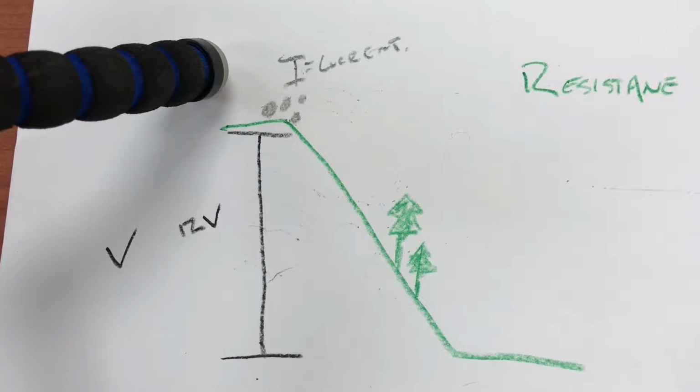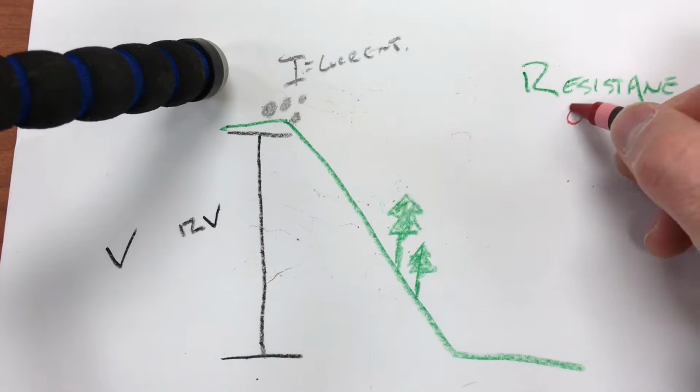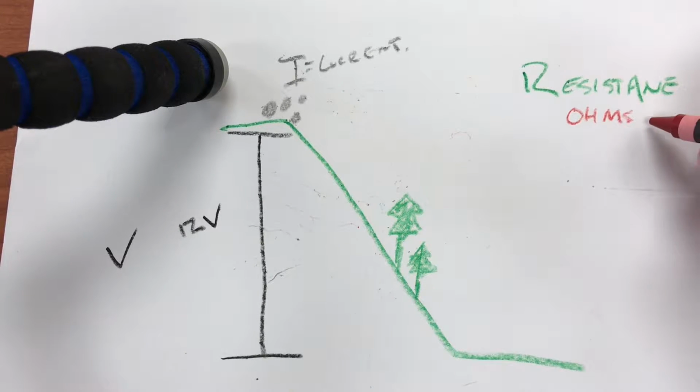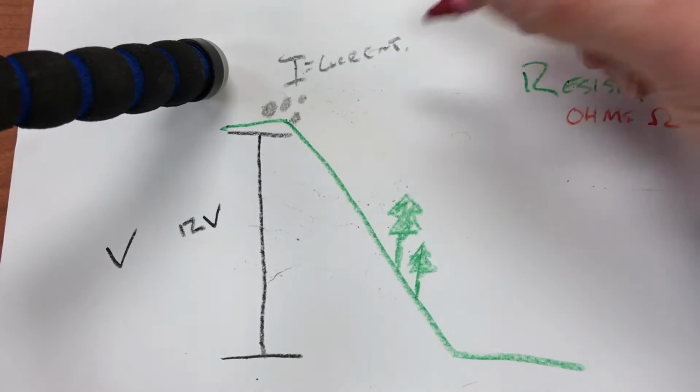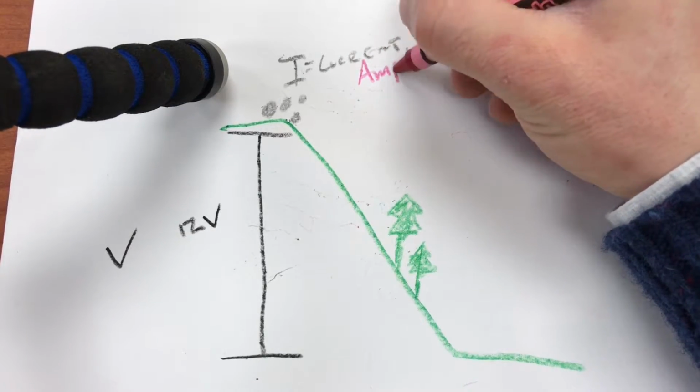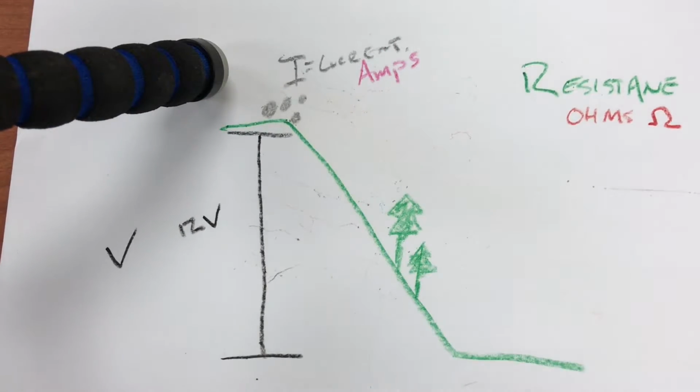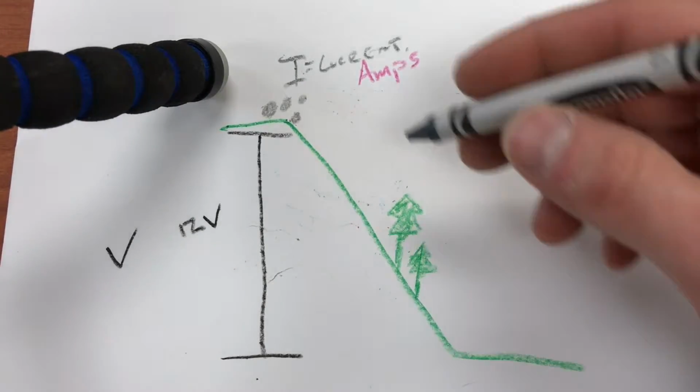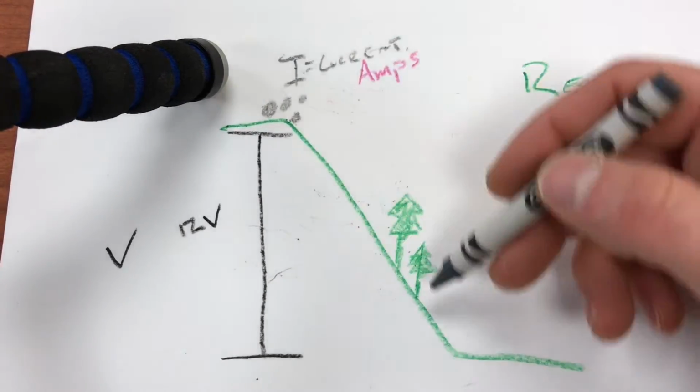So we need to know, first of all, that voltage is measured in volts. Resistance is measured in, guess what, ohms, and it's drawn like this. And current is measured in amps. So say we have 12 volts and we have two trees that are going to block the way.